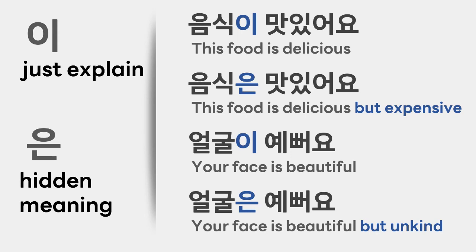음식이 맛있어요. This food is delicious. 음식은 맛있어요. This food is delicious but expensive. Do you understand the difference in nuance? 얼굴이 예뻐요. Your face is beautiful. 얼굴은 예뻐요. Your face is beautiful but unkind.